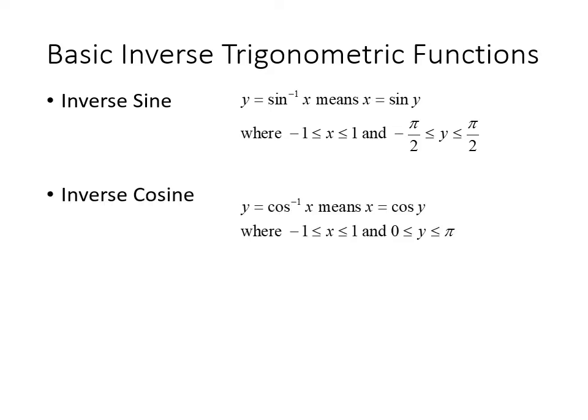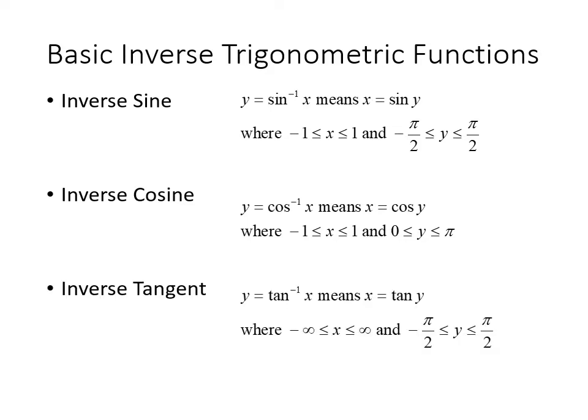The inverse cosine says that y equals the inverse cosine of x if x equals the cosine of y. It has a domain from negative 1 is less than or equal to x is less than or equal to 1, and a range for 0 is less than or equal to y is less than or equal to pi.